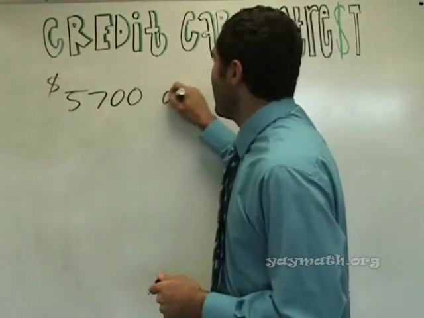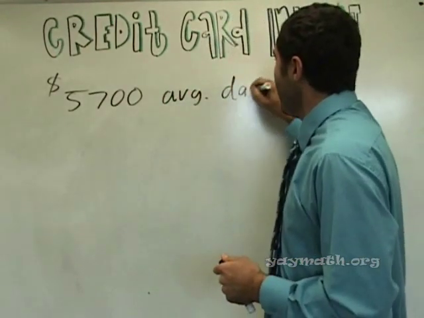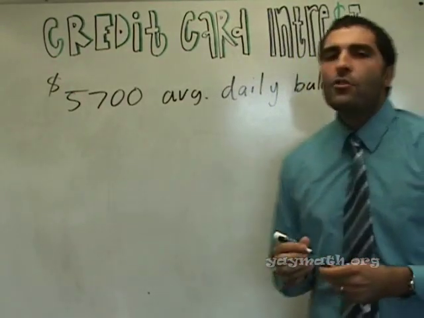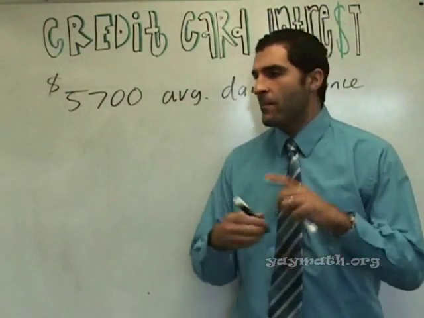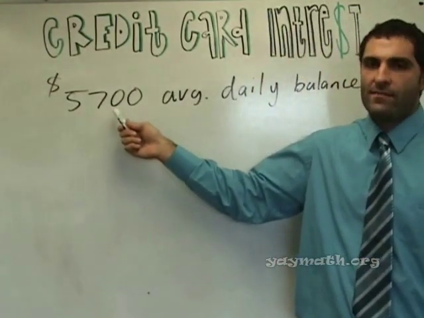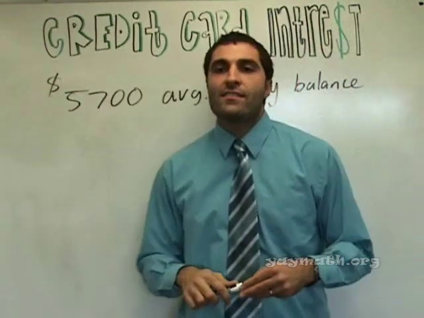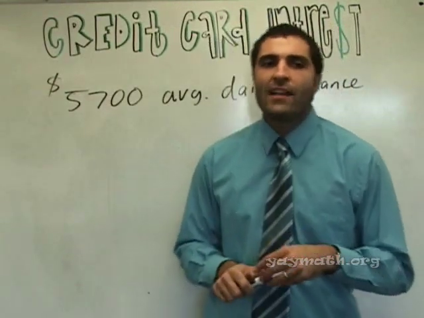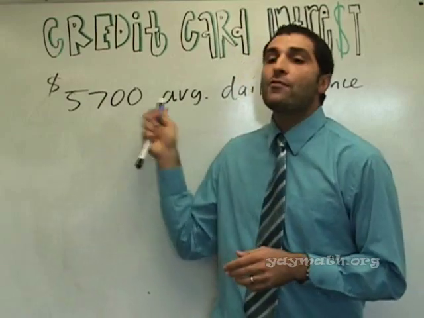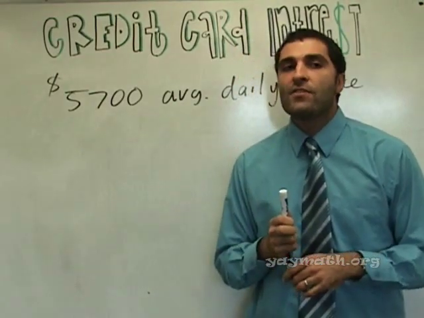5,700 was what Cornelia said. Is the average daily balance. So who can put in their own words, and there's going to be multiple answers to this, what this means? Who could put the number 5,700 in a reasonable sentence? It's a challenge. You have to think about it.